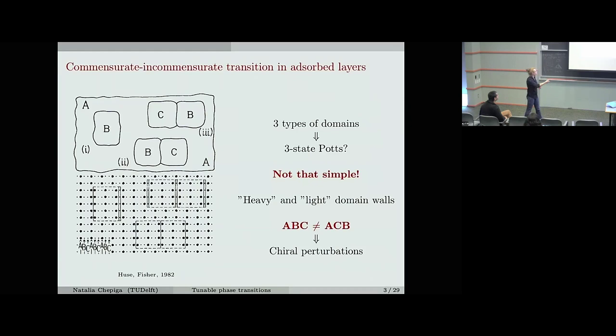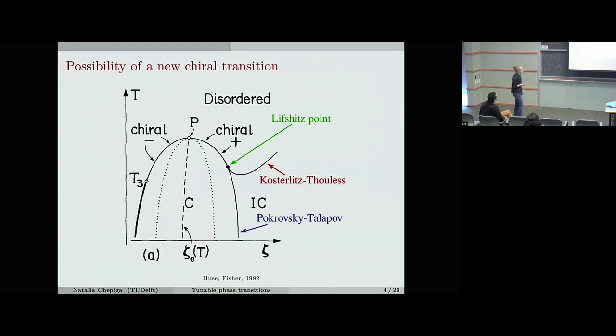This, according to Hughes and Fisher, creates chiral perturbations that might affect the nature of the phase transition. So they arrive with the following sketch of the phase diagram. There is one single line where there is no chiral perturbation, and along this line, the transition would be in the three-state Potts universality class, precisely as what we would expect from naive symmetry arguments.